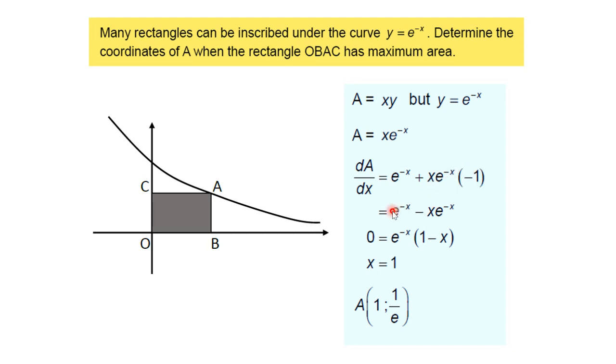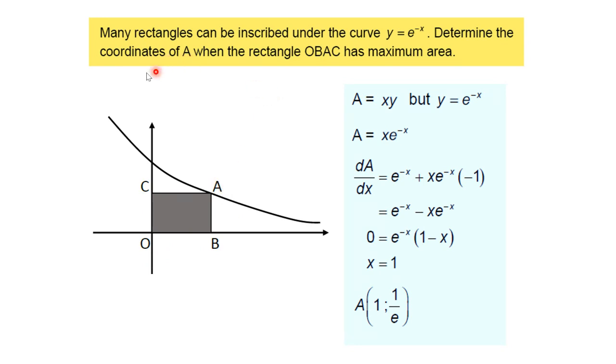What do I then do? I make that equal to 0. I take out a common e to the negative x. I fix it up: 1 minus x. Remember, e to the negative x cannot equal 0. So therefore, x is equal to 1. The question's not just asking me for the x value. It's not even asking me for the dimensions of the rectangle. Otherwise, I would leave it as the x and the y.